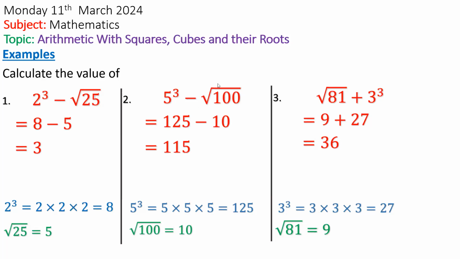Then we have to take the square root of 100. What's the square root of 100? No. The square root of 100. No, I'm going to show you right now. The square root of 100 equals 10. Why? Because 10 times 10 gives you 100.